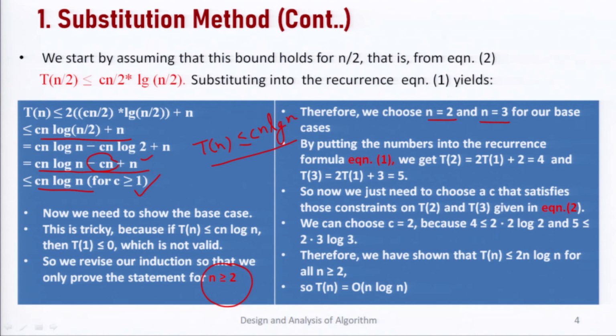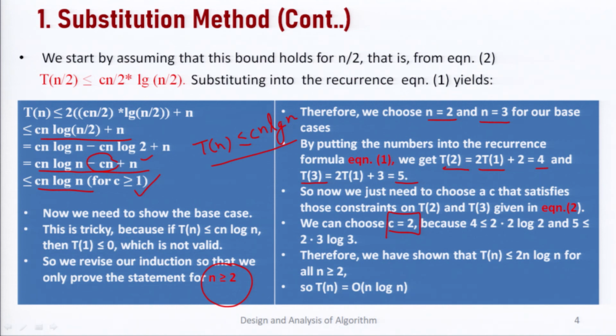If we put in equation 1, we are getting T of 2 is equal to 2 T 1 plus 2, T 1 is equal to 1, so we get 4, and if we put the value 3, we are getting the value of 5. Now, we have to check whether these values are matching with our exact equation or not. So, if we take our equation, T of n is less than or equal to C n log n. If we take the value of C equal to 2, so what happens?